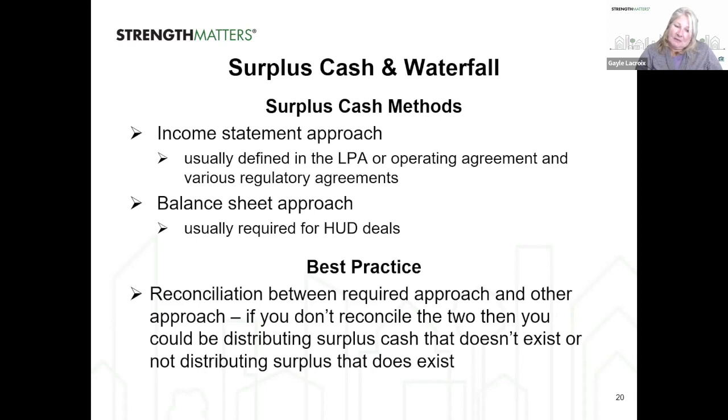Some states do the same thing. They'll look at an income statement approach. They will, however, factor in fixed asset additions. So they're not oblivious to the fact that you have to use cash for fixed assets or for principal payments on debt. They usually will factor that into the end, so not to worry. But typically it's an income statement approach with some balance sheet stuff tacked on the end. HUD always has a balance sheet approach, which I like.